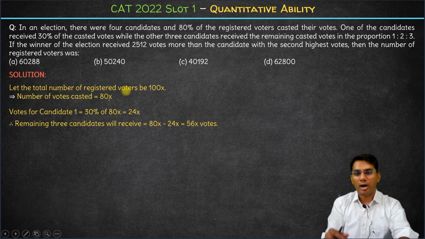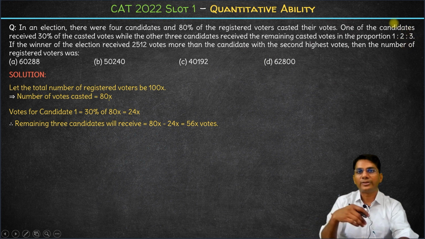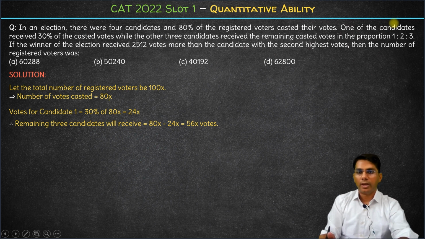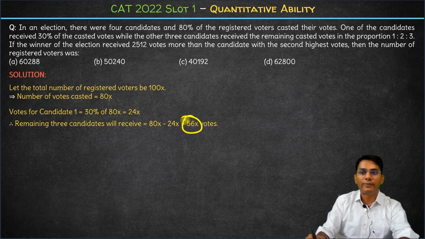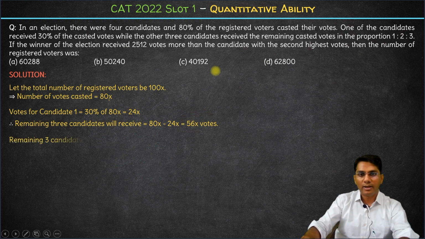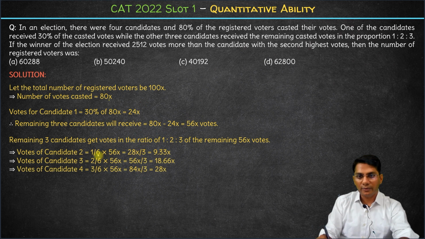Now out of this 56x votes, they are distributed amongst the other 3 candidates in the proportion of 1:2:3. So that means candidate 2 receives 1 out of 6, 1/6 of 56x votes, right? So he receives 1/6 of 56x, that is 28x by 3, which is 9.33x.